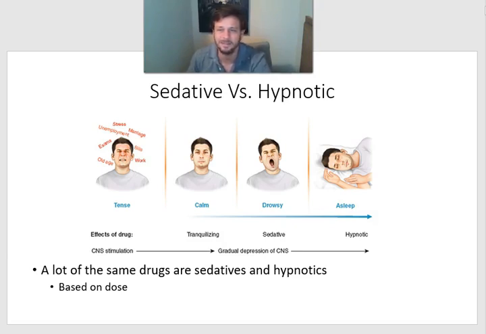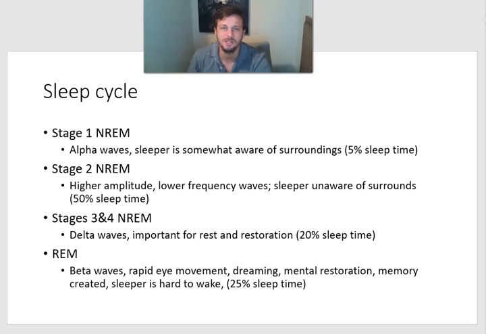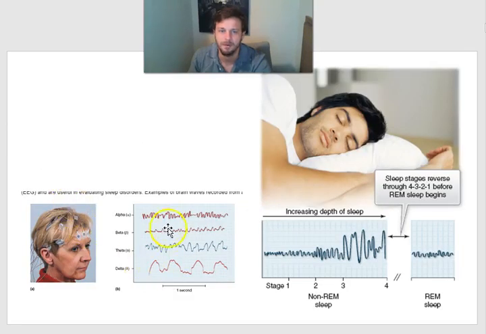So since we're talking about hypnotics, we should discuss the sleep cycle. There are going to be 4 or 5 stages to the sleep cycle. In stage 1 of NREM, or non-rapid eye movement, you're going to see alpha waves appear. There are 4 major brain waves that we have. You have alphas, betas, thetas, deltas.